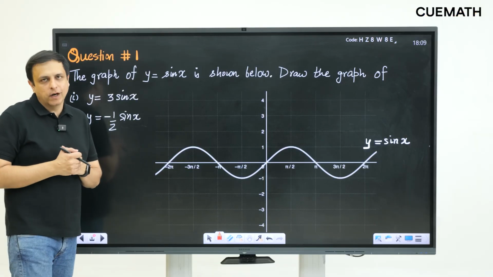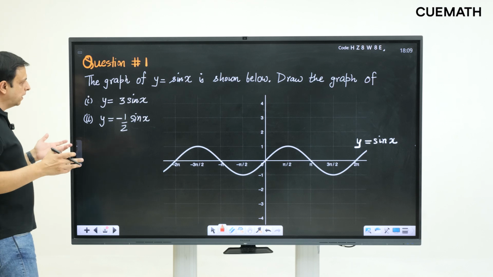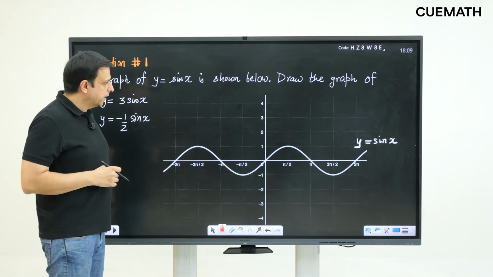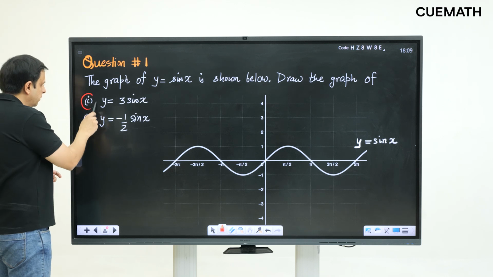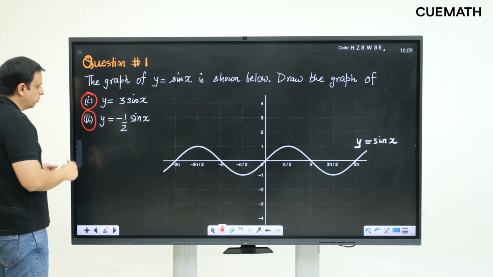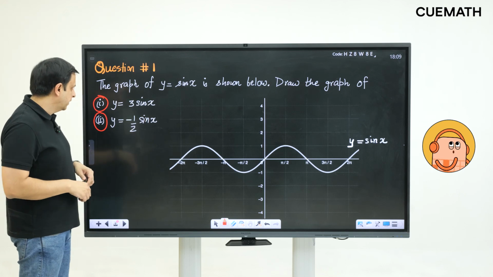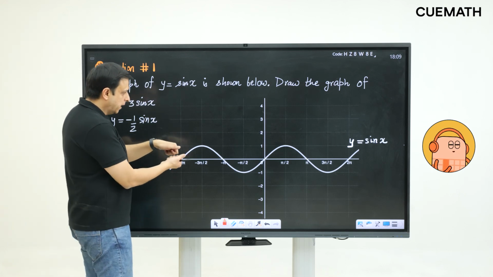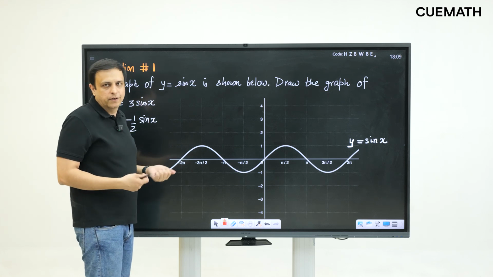Now let's quickly do a couple of questions based on what we have learned. So this first question says the graph of this function y equal to sine of x is shown below. Draw the graph of y equal to 3 sine x and y equal to minus half sine x. So what do you think should happen here in 3 sine x? Well, the original graph should just vertically stretch or be stretched by a factor of 3.